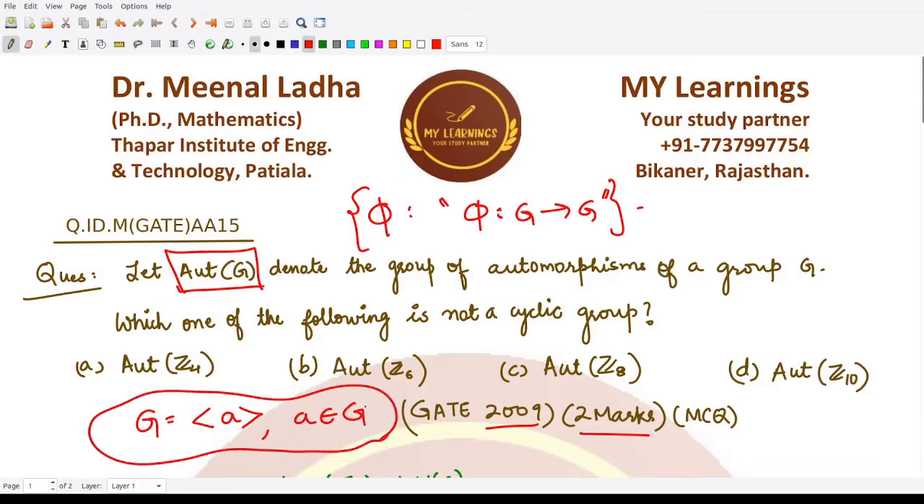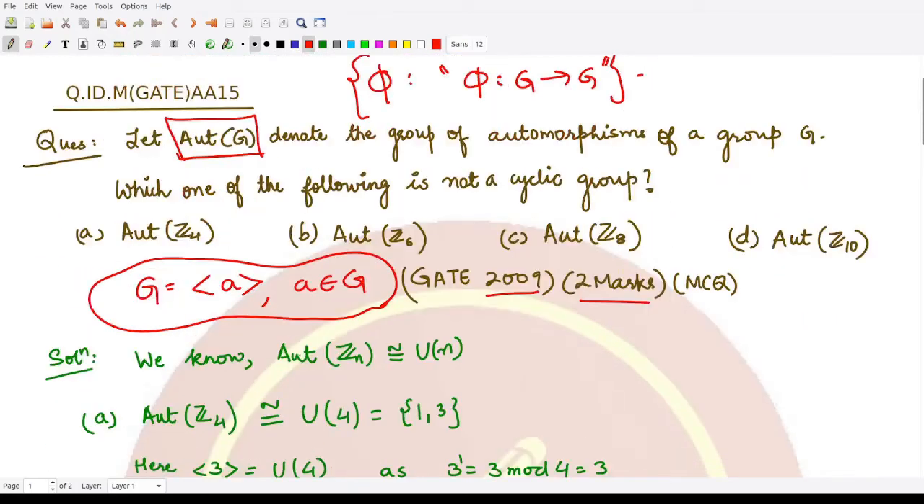Now if you remember, we have a result which tells us that the automorphism of Zn is isomorphic to U of n. What is U of n? It is the set which consists of all the numbers which are less than n and are relatively prime to n, correct? And this forms a group under multiplication modulo n. So this group Un is isomorphic to the group of automorphisms of the group Zn.